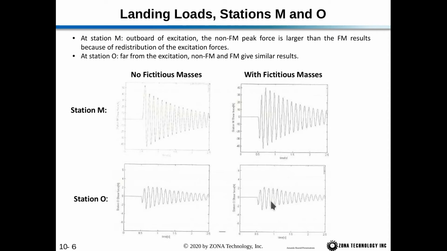So like I said, with station O, which is far outboard from the applied external forces, it doesn't matter if we use the fictitious mass mode shapes or not. We get the same results.